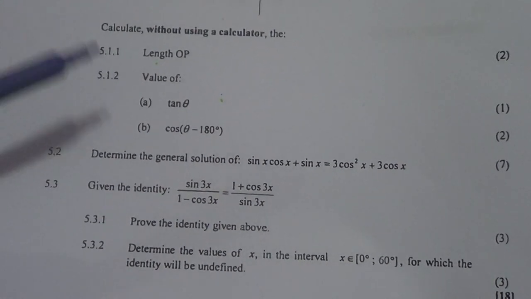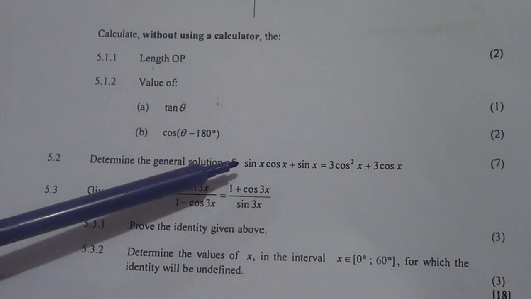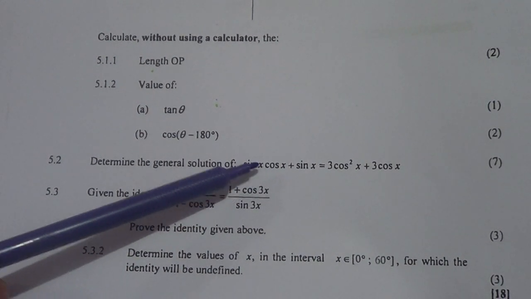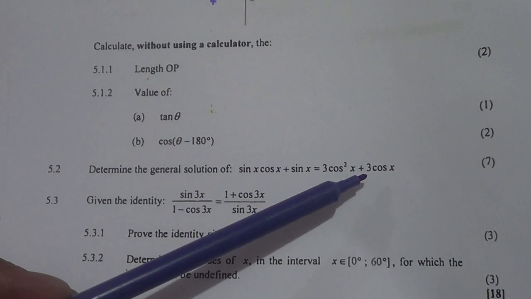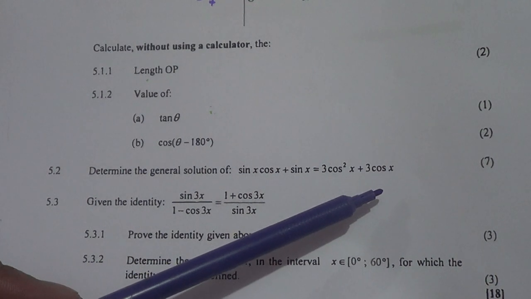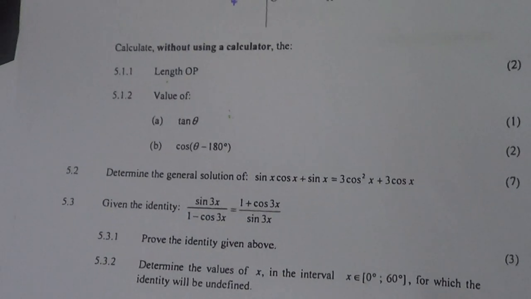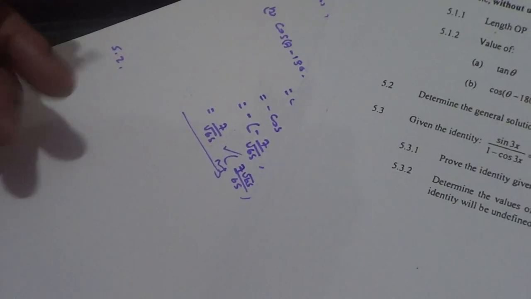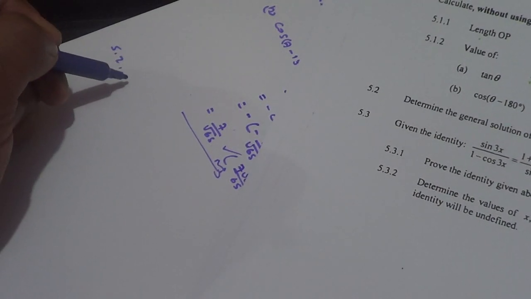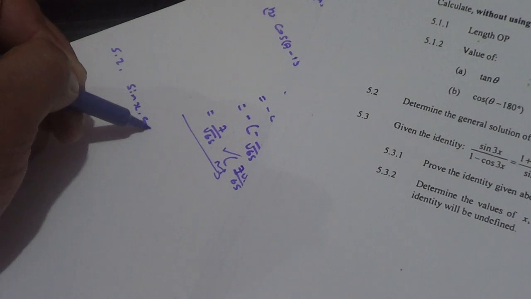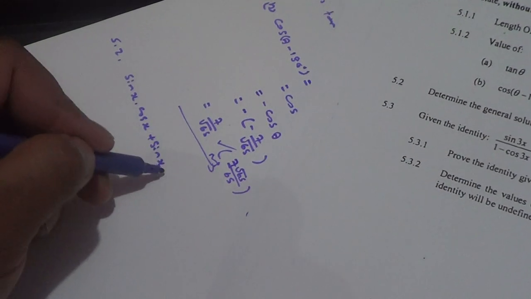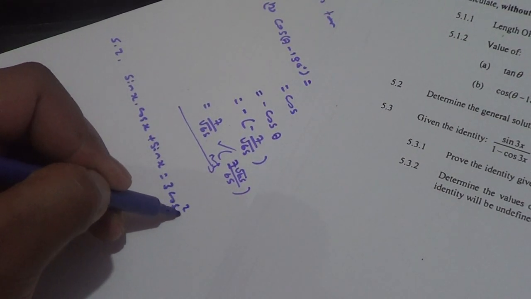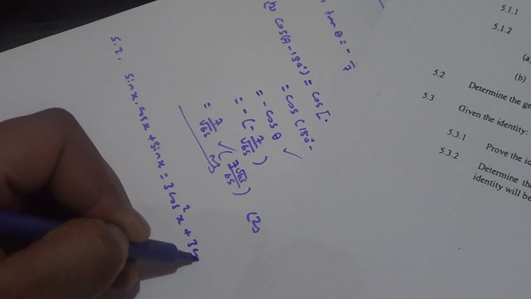5.2. Let's not waste time here. So it says, determine the general solution of sin x cos x plus sin x equals 3 cos squared x plus 3 cos x. Whoa, what a situation. I don't believe that. 7 marks, okay. Let us see if we can do it here. So this is sin x times cos x plus sin x equals 3 cos squared x plus 3 cos x.